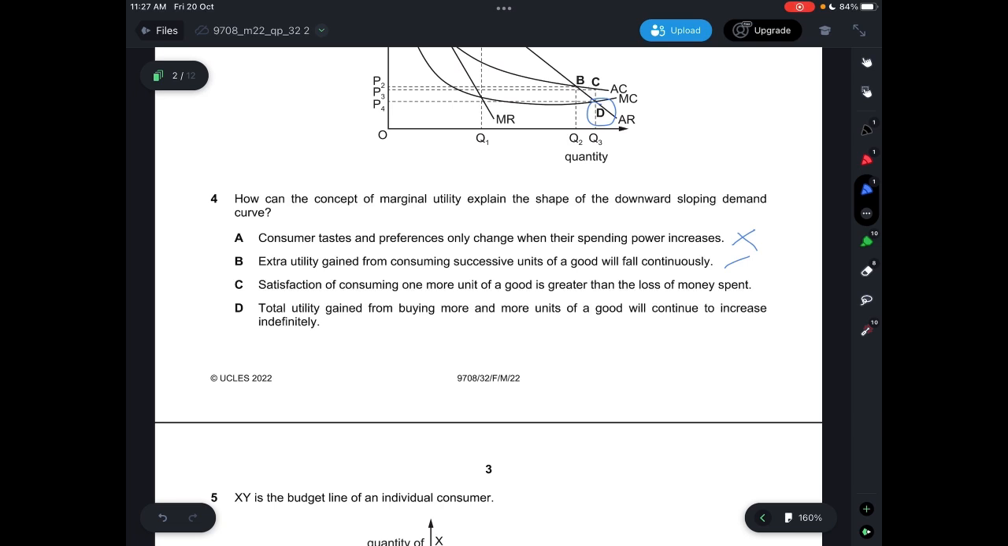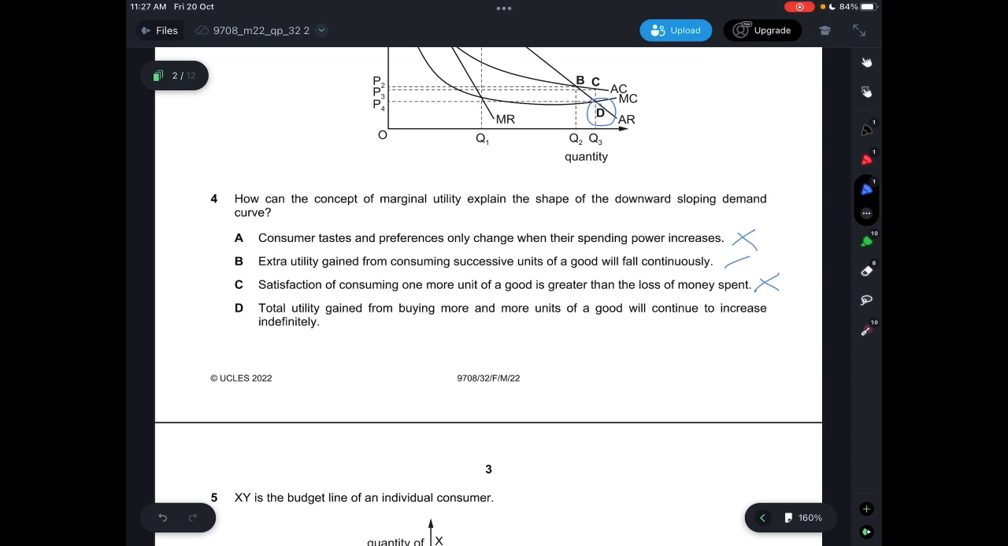So C, it says satisfaction of consuming one more unit of a good is greater than the loss of money spent, which is incorrect. Your demand curve or your marginal utility curve is basically showing you your quantity times your price, all right? And then your MR curve basically means the additional satisfaction and gain, which is also based on quantity times price.